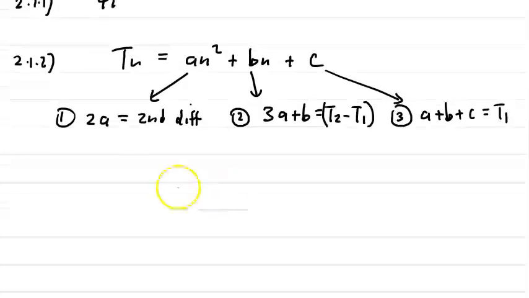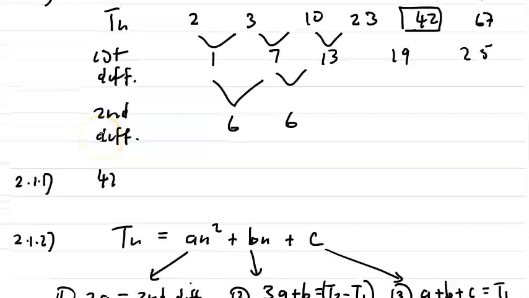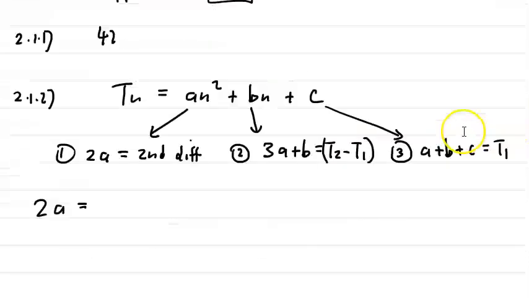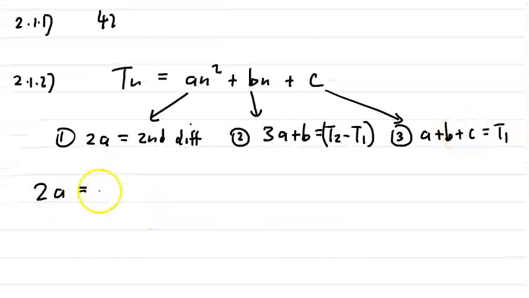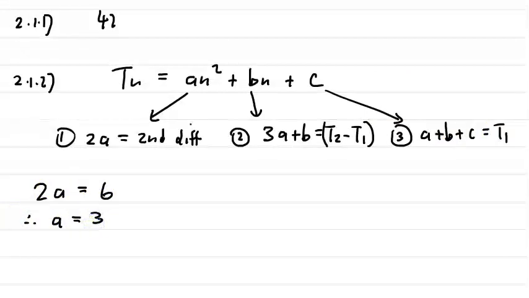So looking at our sequence, we now know that 2a equals our second difference, and our second difference is equal to 6. So therefore, we'll say 2a equals 6 and solve for a. Therefore, a is equal to 6 divided by 2, which is equal to 3.